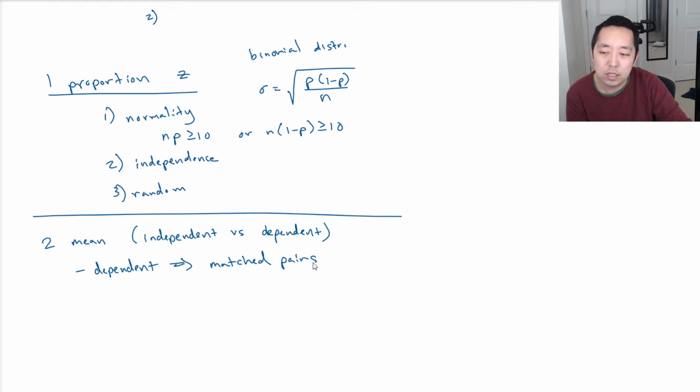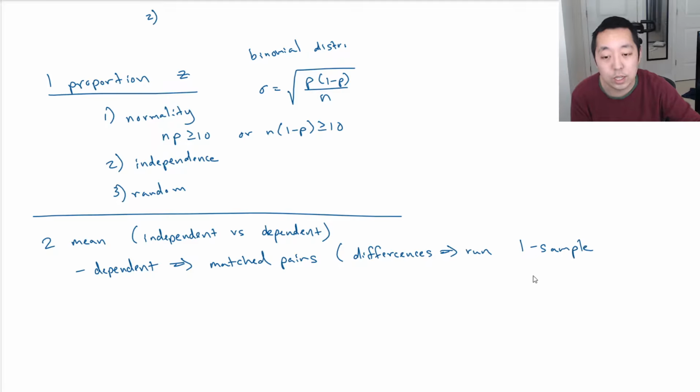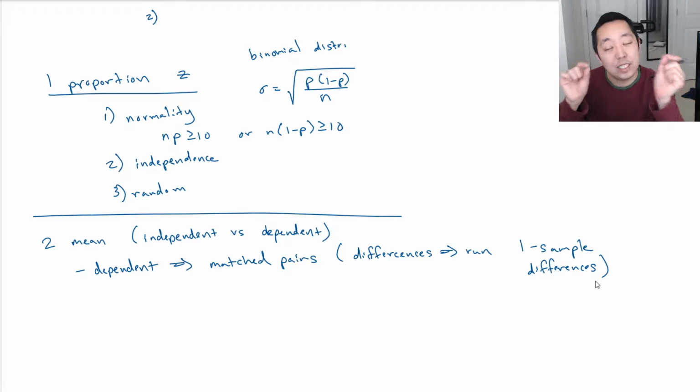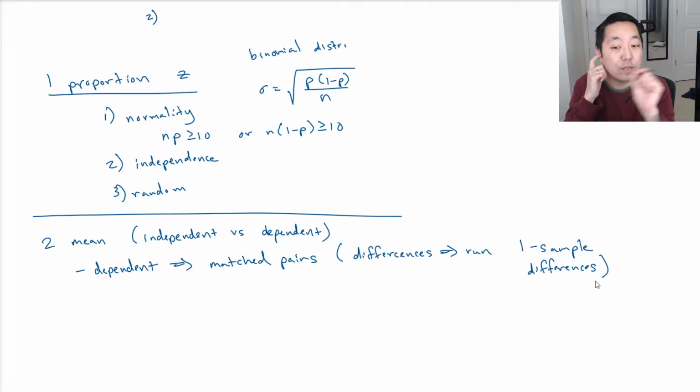Matched pairs is a pretty simple test. It sounds complicated, or like a new thing, but what you do is measure the differences and then run a one sample test on the differences. You're really saying there are not really two samples. There's only one sample, and the sample is the difference between the two samples. Does that make sense? Of the individual samples.